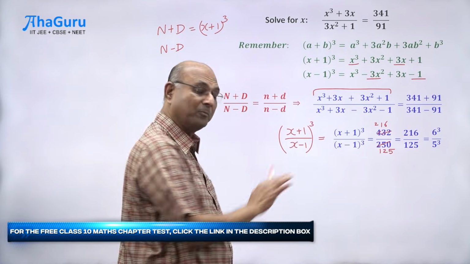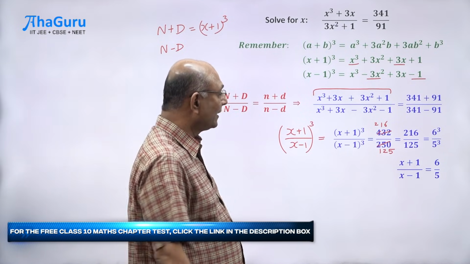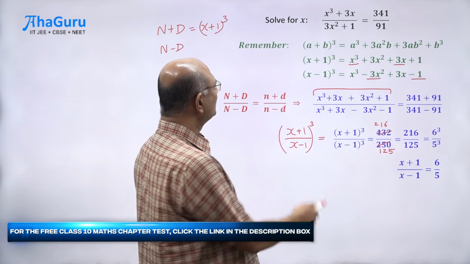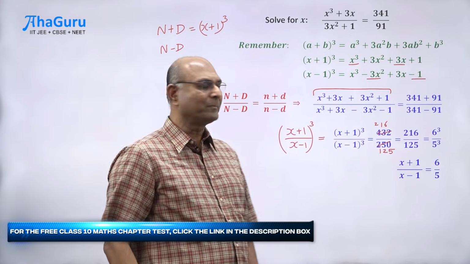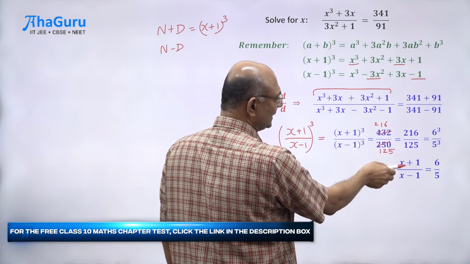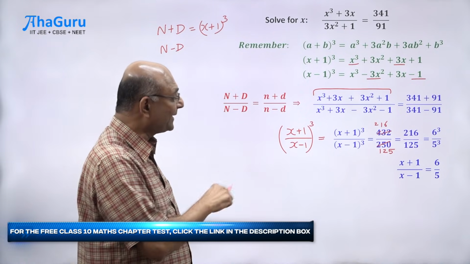So if I just take the cube roots on both sides, I'm going to get x plus 1 by x minus 1 is 6 by 5. Now you can solve just by cross multiplying. But since we used componendo dividendo so far, why not use it again? If I add, the plus 1 and minus 1 will cancel, you will get 2x. And if I subtract numerator minus denominator, x will cancel and you will get 1 plus 1, 2, right?